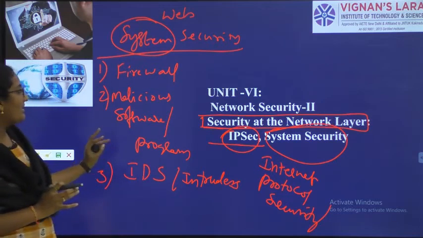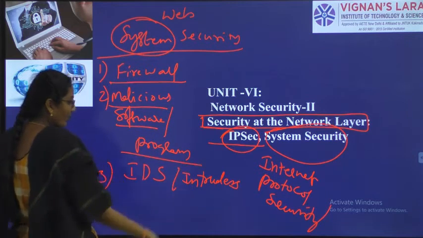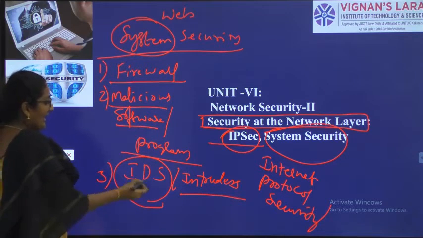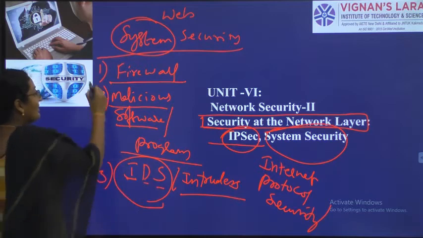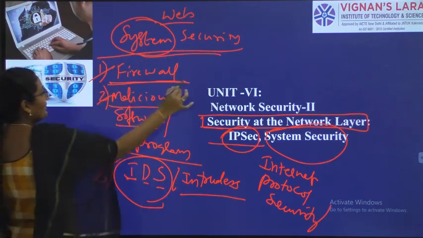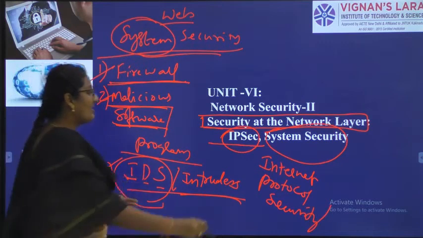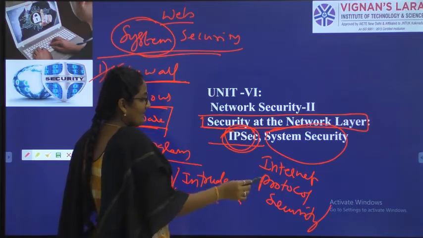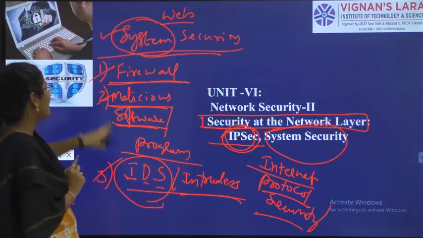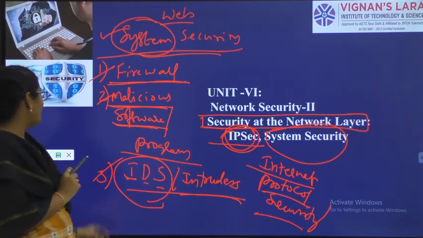So what is system security? You have to know what is a firewall, what is a malicious software or malicious program, then who are intruders and what is an intrusion detection system. IDS means intrusion detection system. If you study these three topics, it is nothing but web security or system security. First we will see what is Internet Protocol Security, IPsec. Then we will see system security, these three topics: firewall, malicious software, also called malicious program, and the last one, intrusion detection systems.